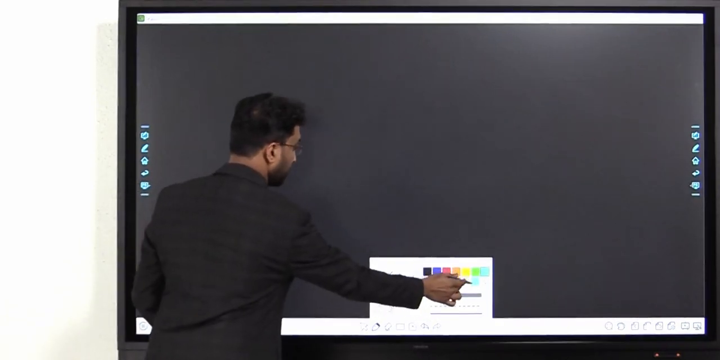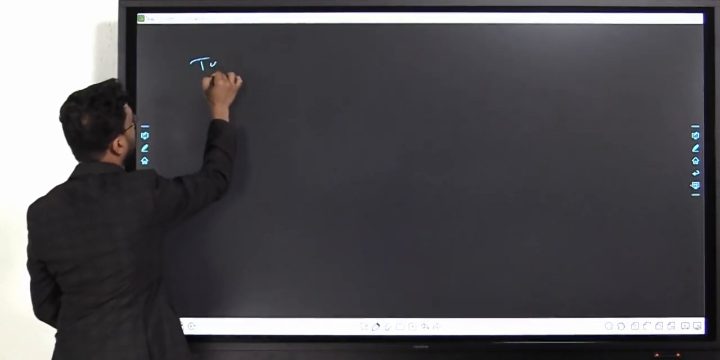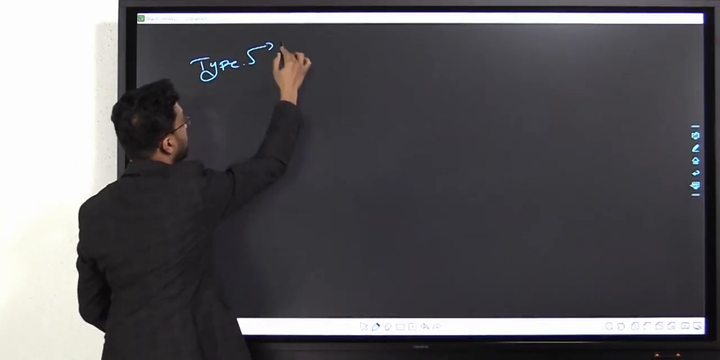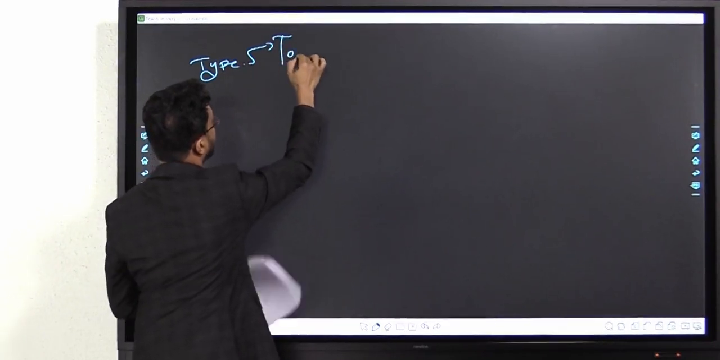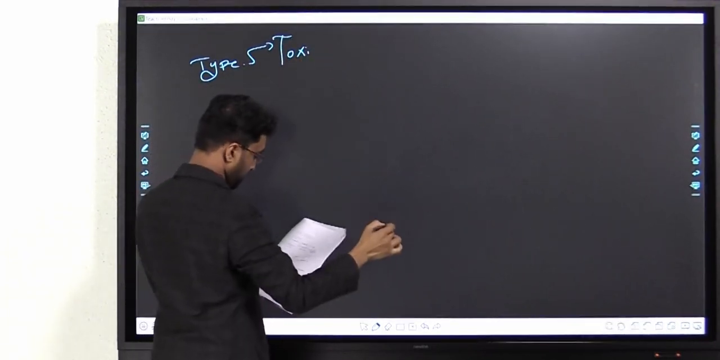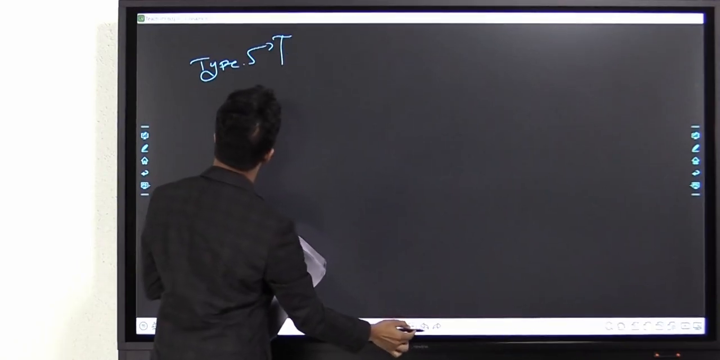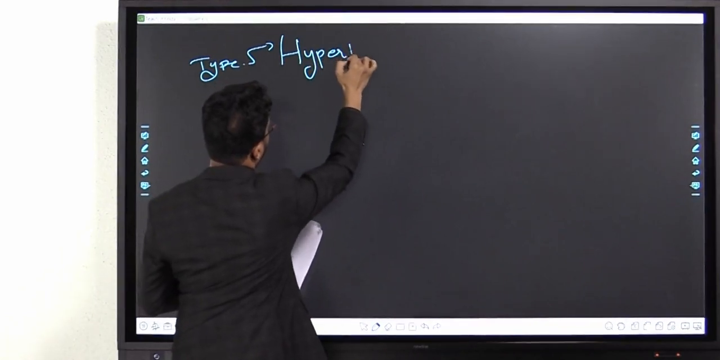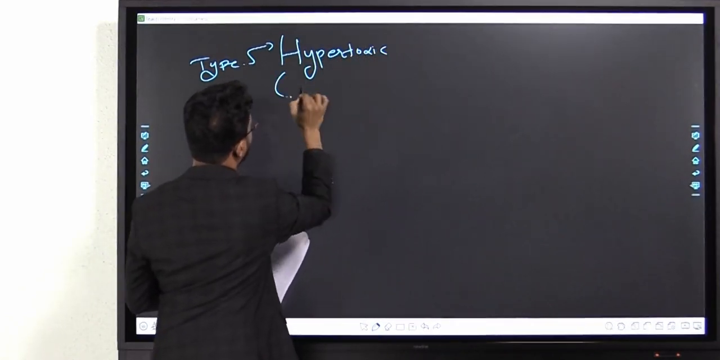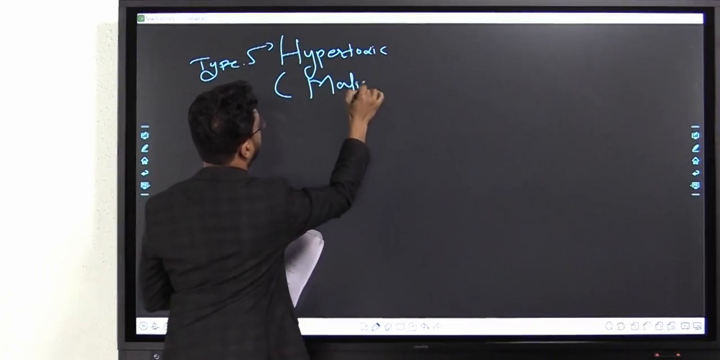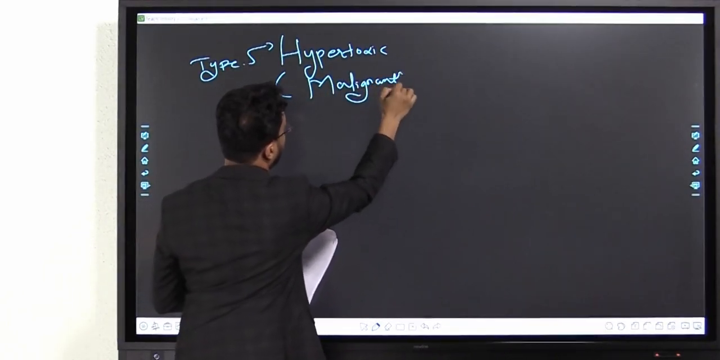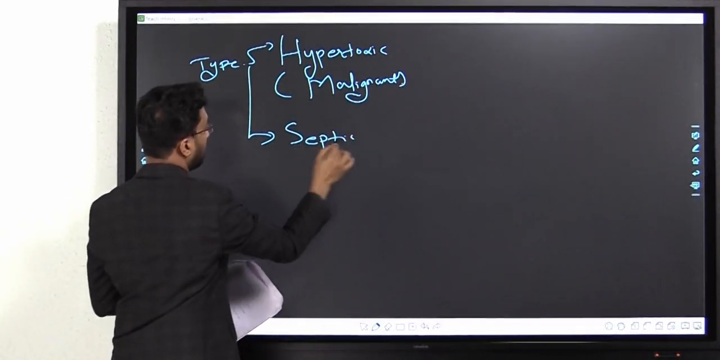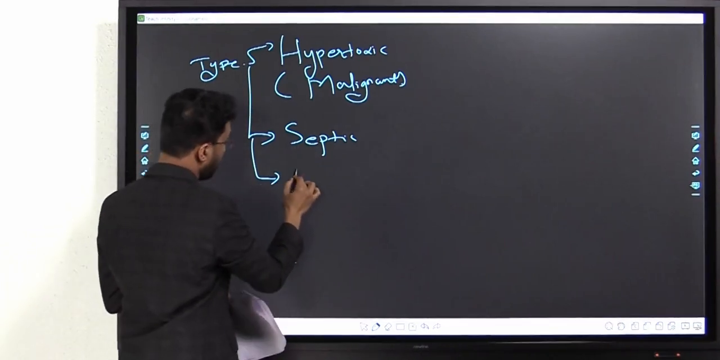Now, if you go on to the next slide, the other type which you have to note down here is based on severity. Based on severity, you can divide it into three types. One is the toxigenic or hypertoxic, whose other name is malignant, which is the most dangerous form, because it is based on severity. Then you have the septic type. Then you have the hemorrhagic type.